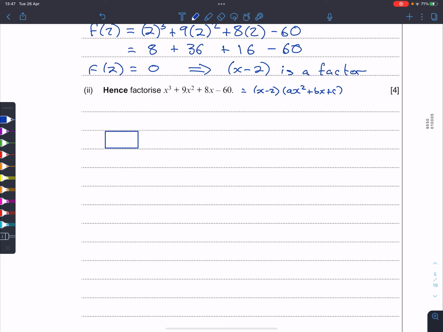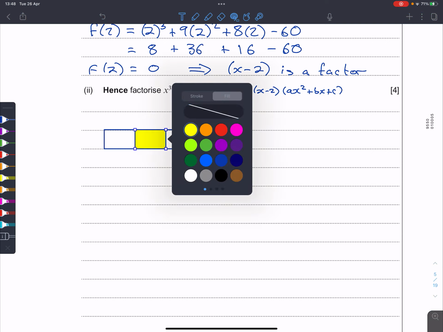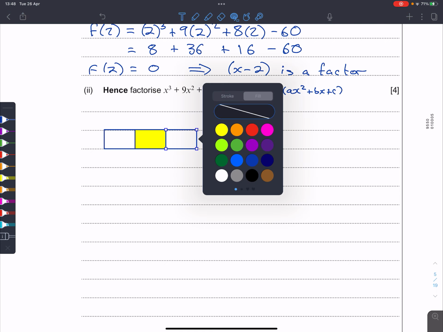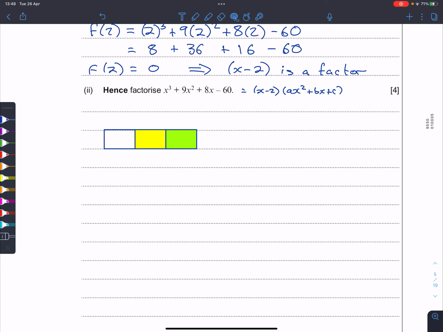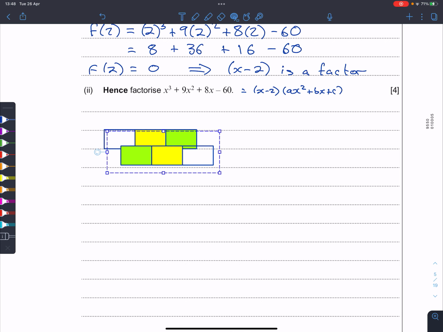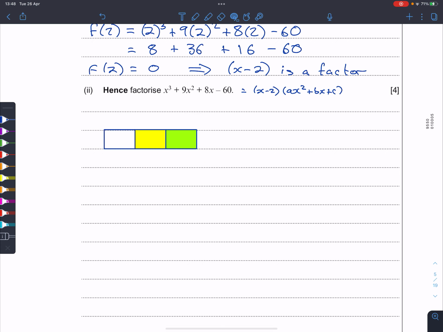So let me just set that up. Sorry, bear with me. That's not going to work. Thought I'd be clever. It's not going to work.